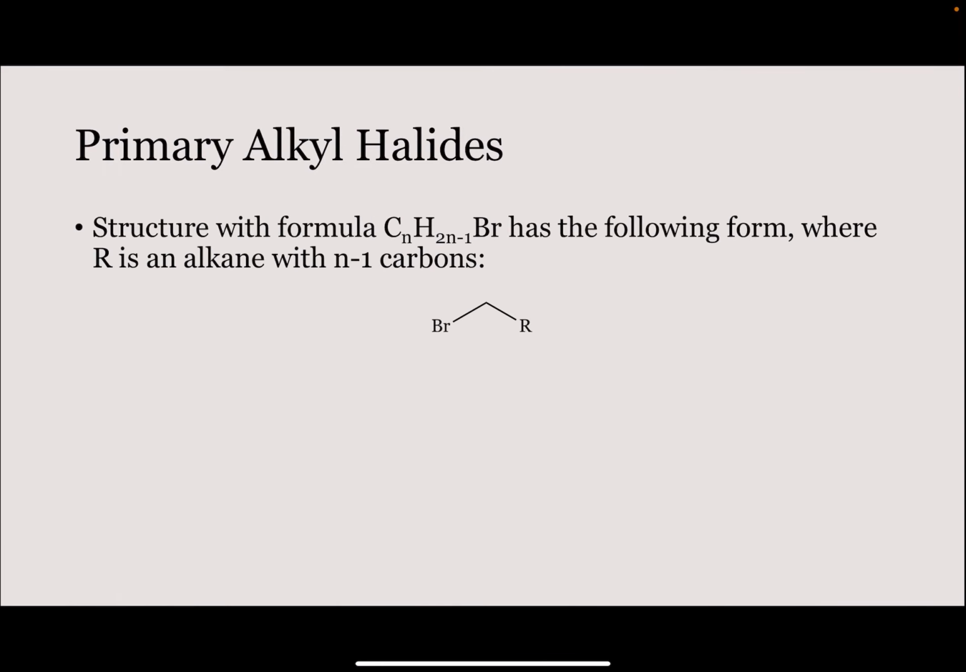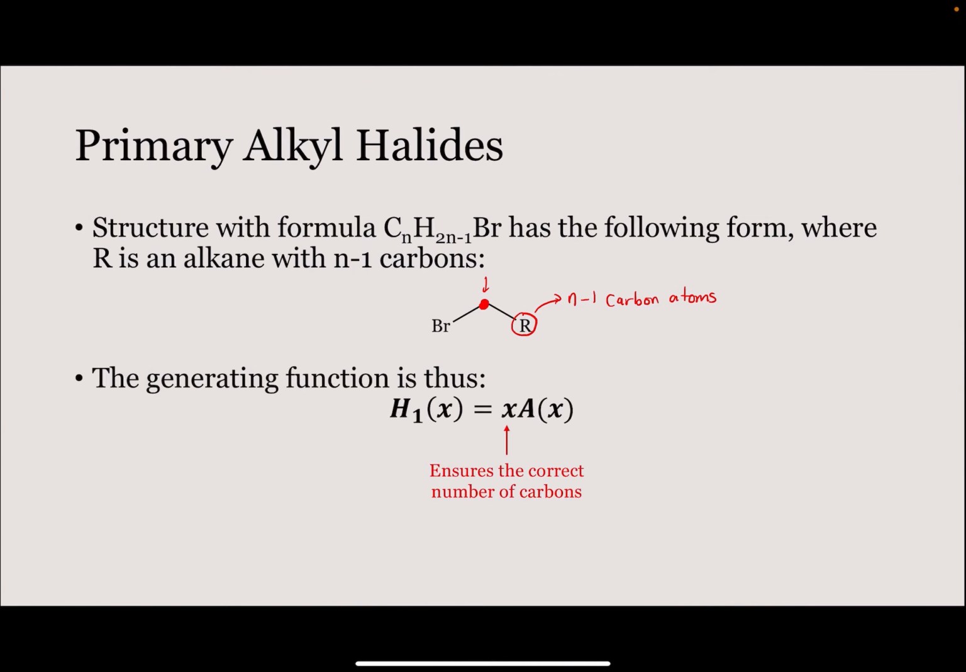A primary alkyl halide has a general form here. This is that central carbon here. And this R group here is an alkane that has n-1 carbon atoms. Because we know that this whole alkane has n carbon atoms, we know that the R group there has to have n-1, because the last carbon is namely just that central carbon over there. So our generating function for the number of alkyl halides is actually just going to be x times a of x, where we essentially just go ahead and shift our sequence.